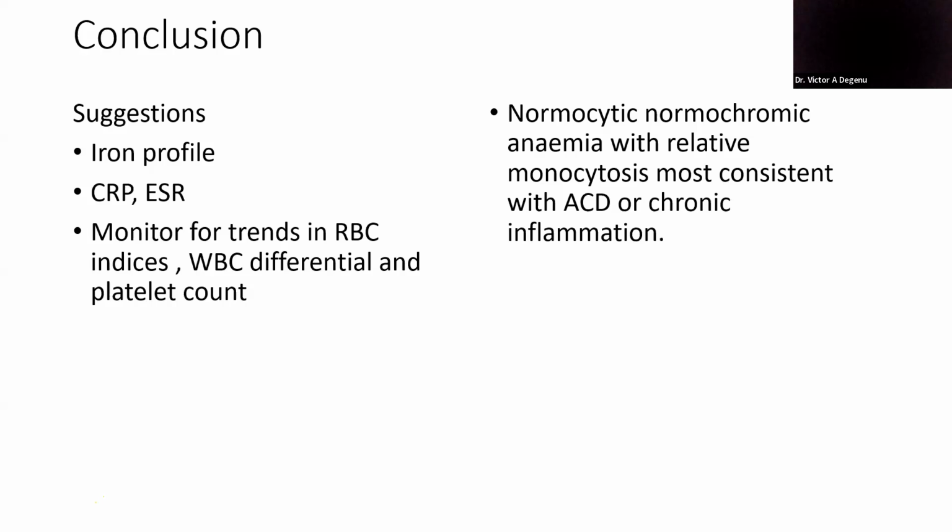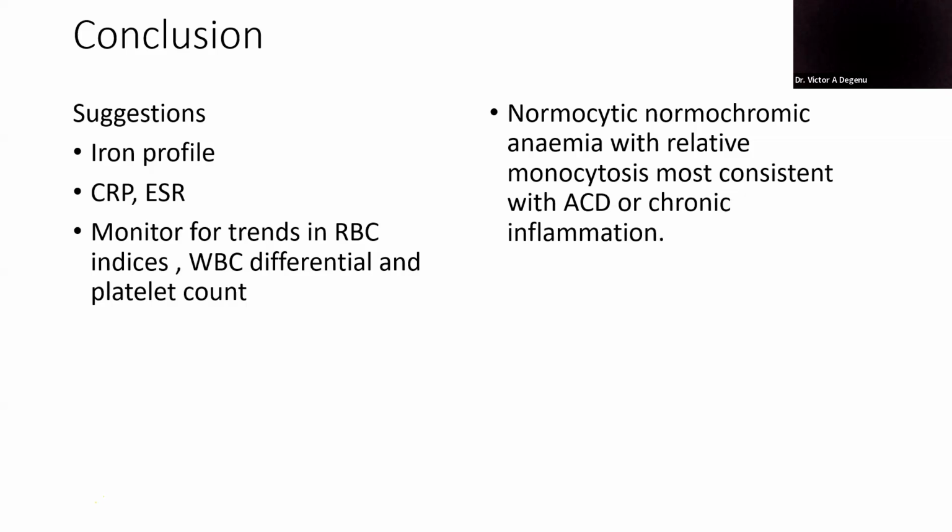You may conclude that your anemia is normocytic normochromic with relative monocytosis, most consistent with anemia of chronic disease or chronic inflammation. Then you may go about suggesting iron profile, CRP, ESR. Then you may monitor trends in RBC indices, WBC differential, and platelet count.